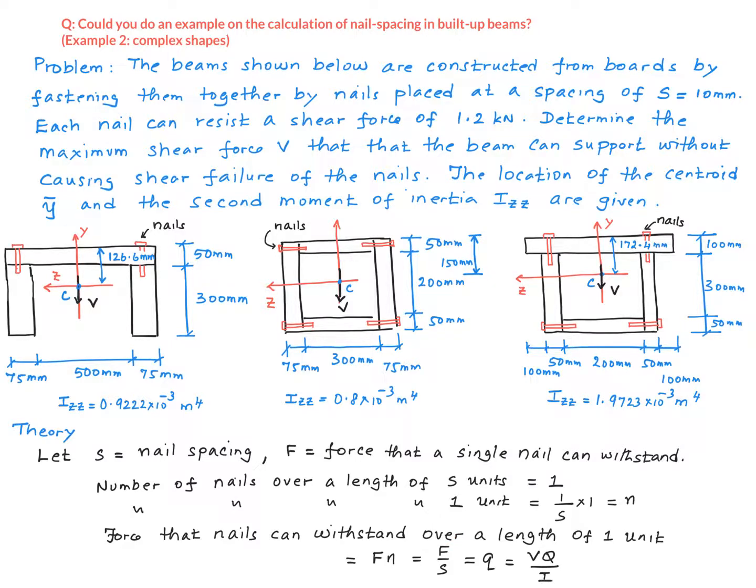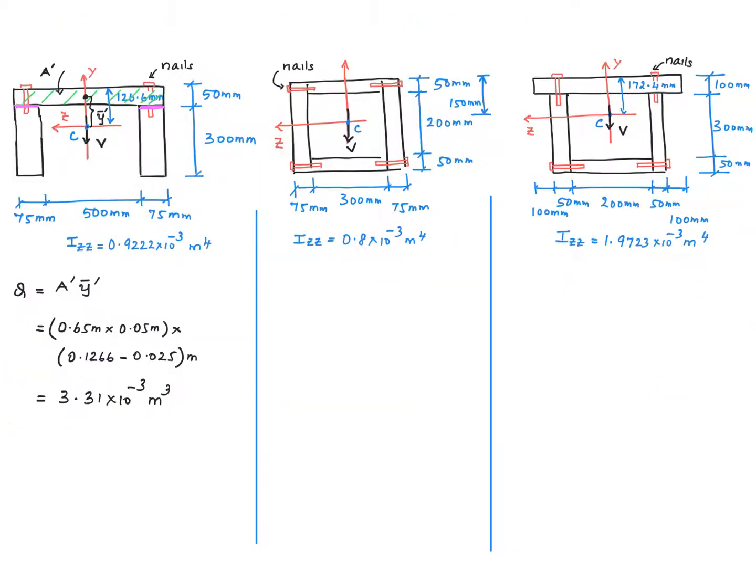All right, so F over S equals little q, which is VQ over I. F here is the strength of a single nail, and S is the nail spacing. Now, whether we use the full little q or half the q or 1/3 of the q depends on the way the boards are arranged in the cross-section. Let's go ahead and calculate q for these sections.